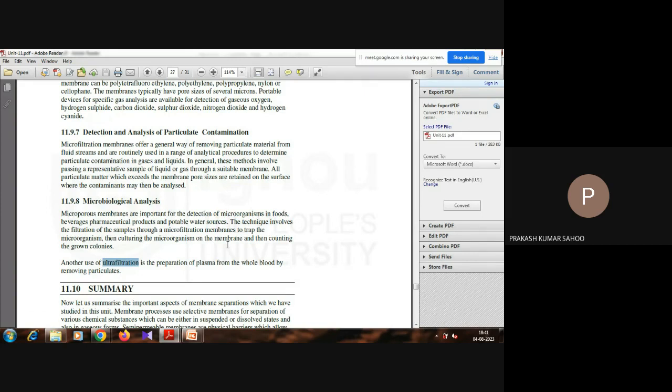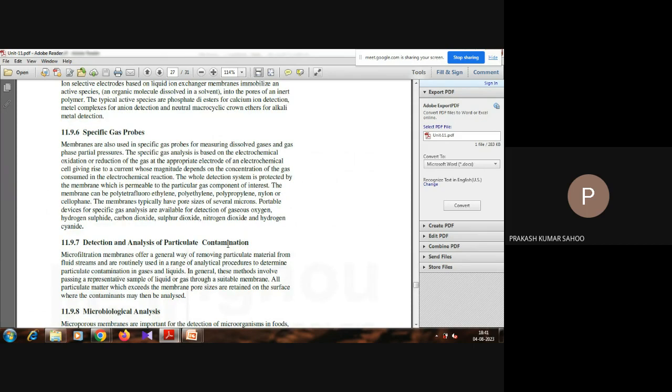So these are the common things, and very much scientific things we have to remember. That is membrane separation processes.